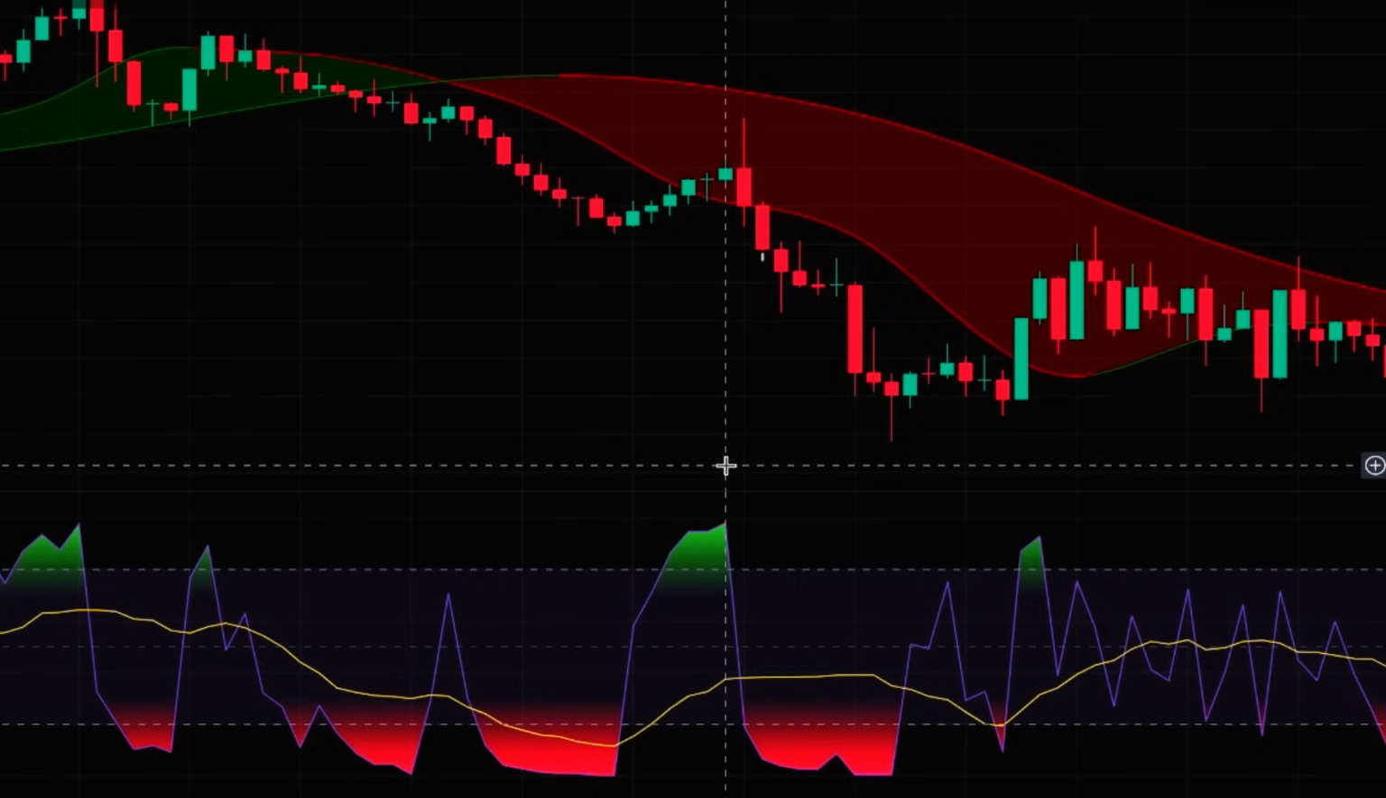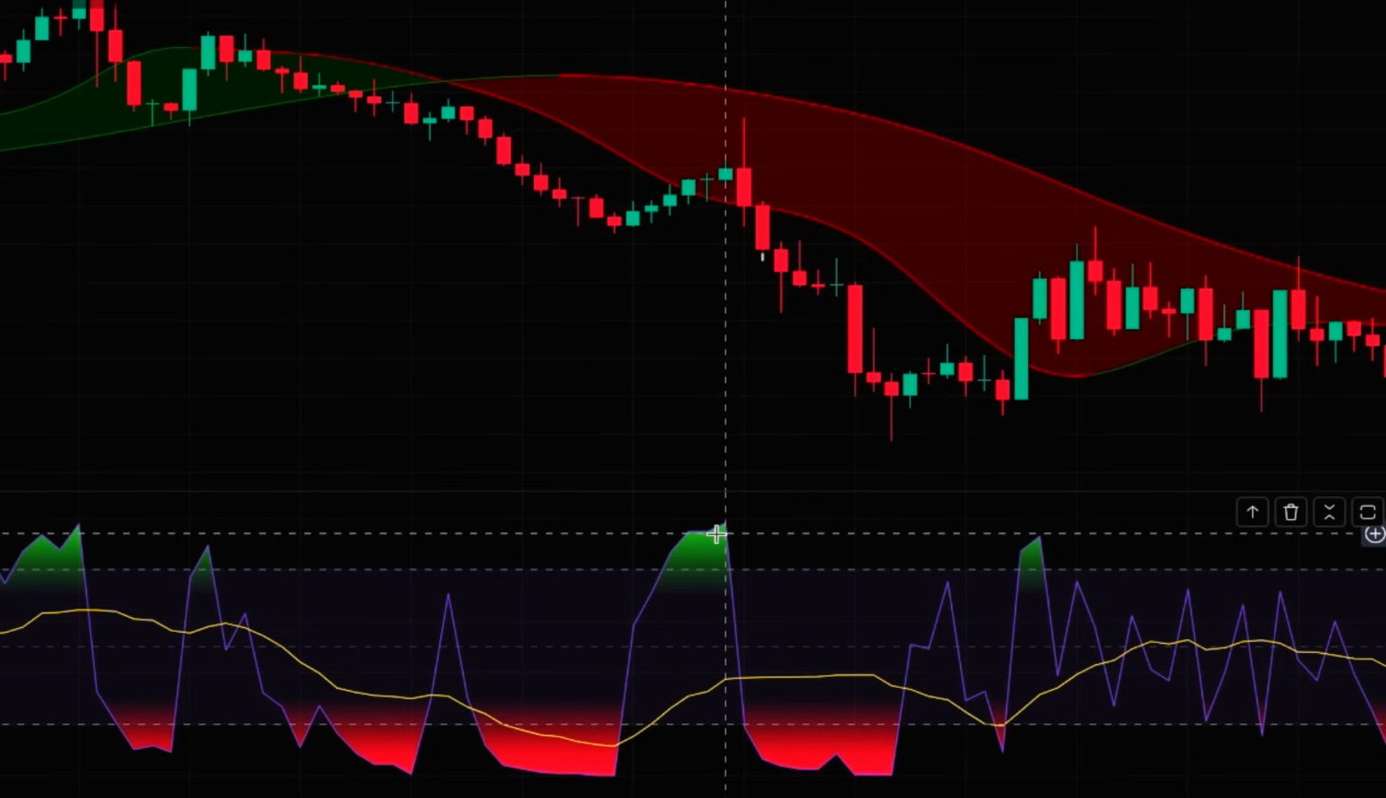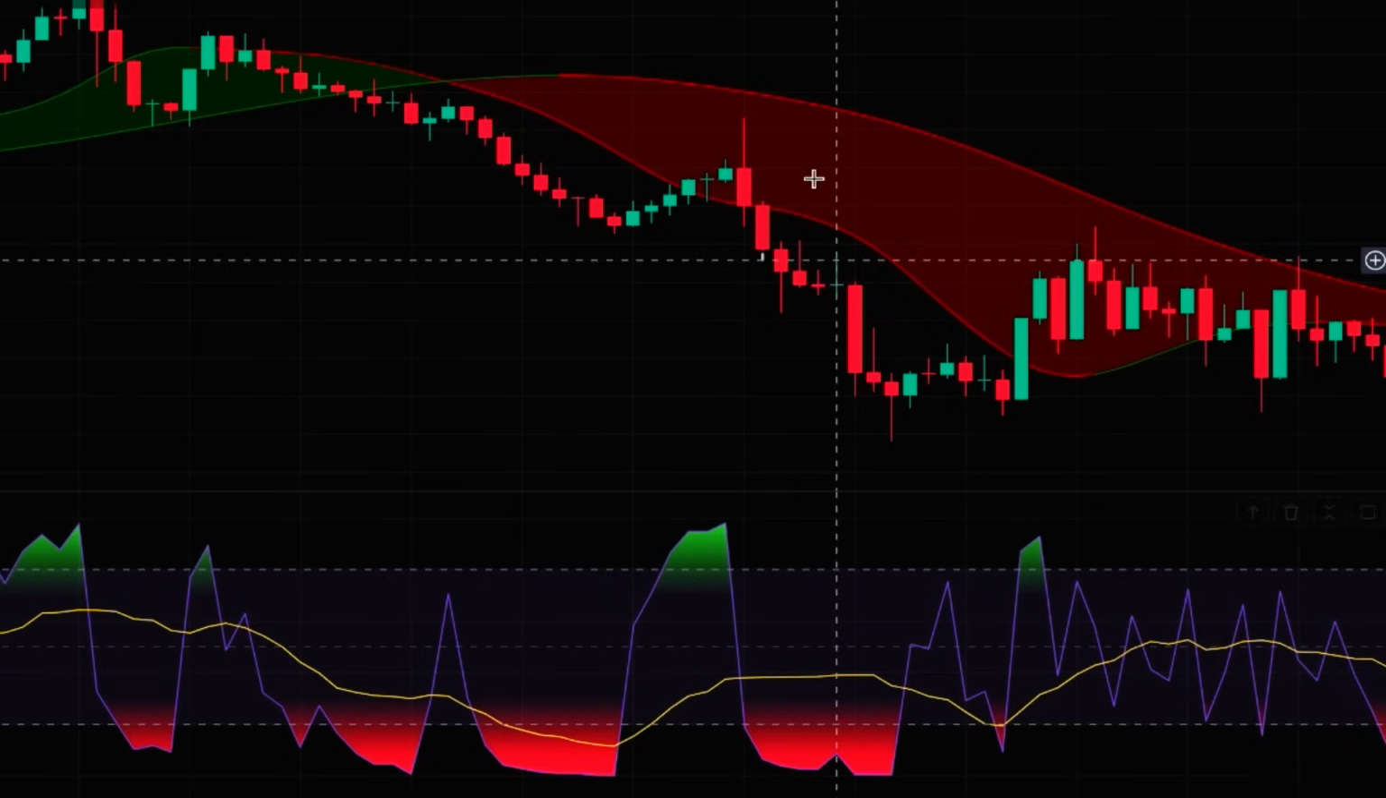In this situation, we want the RSI line to be above 80, which means we want an overbought reading of RSI, which gives the probability for downside turning of the price.